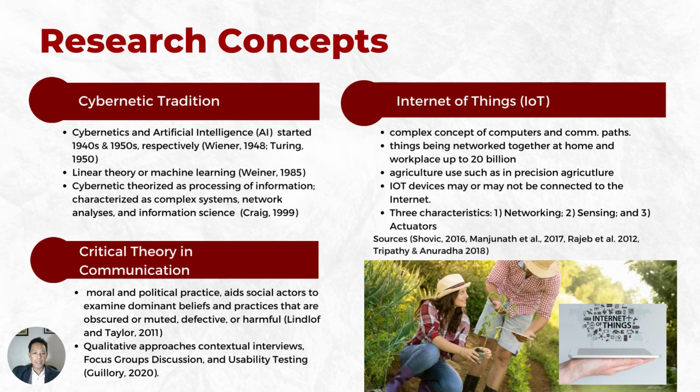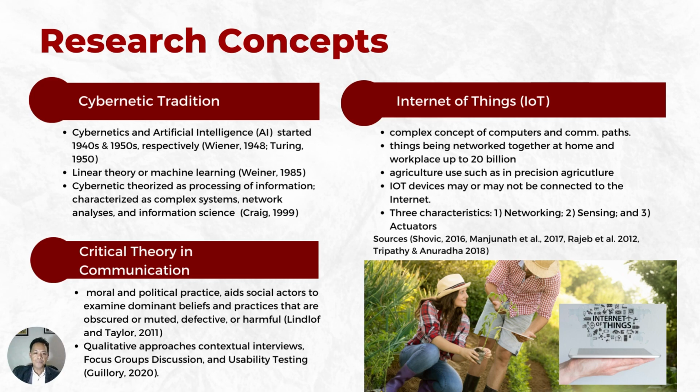Cybernetics started in the 1940s, and related concepts like artificial intelligence also emerged in the 1950s. It is closely related to linear theory or machine learning theory, and cybernetics is theorized as a processing of information and also characterized as a complex system or network analysis in information science.